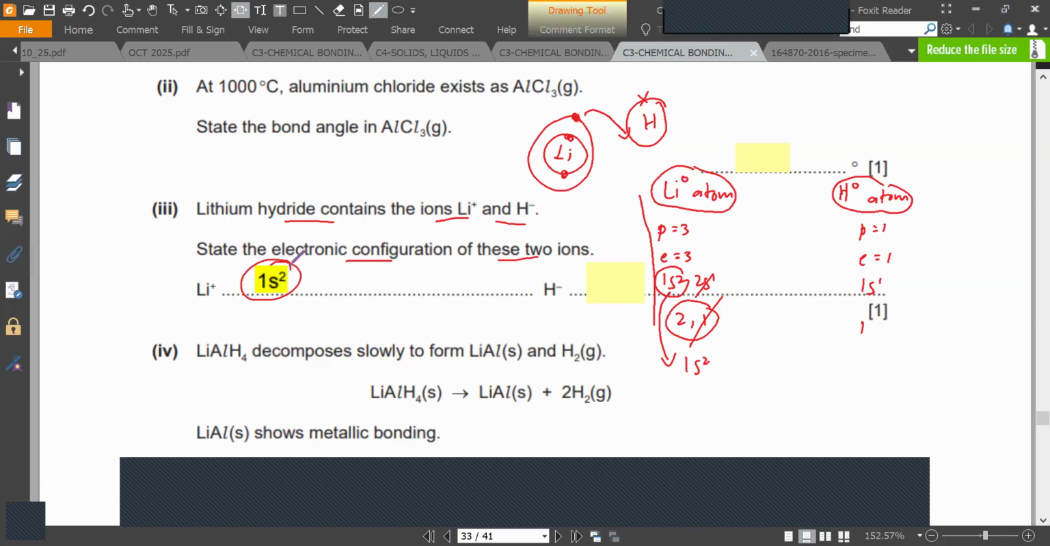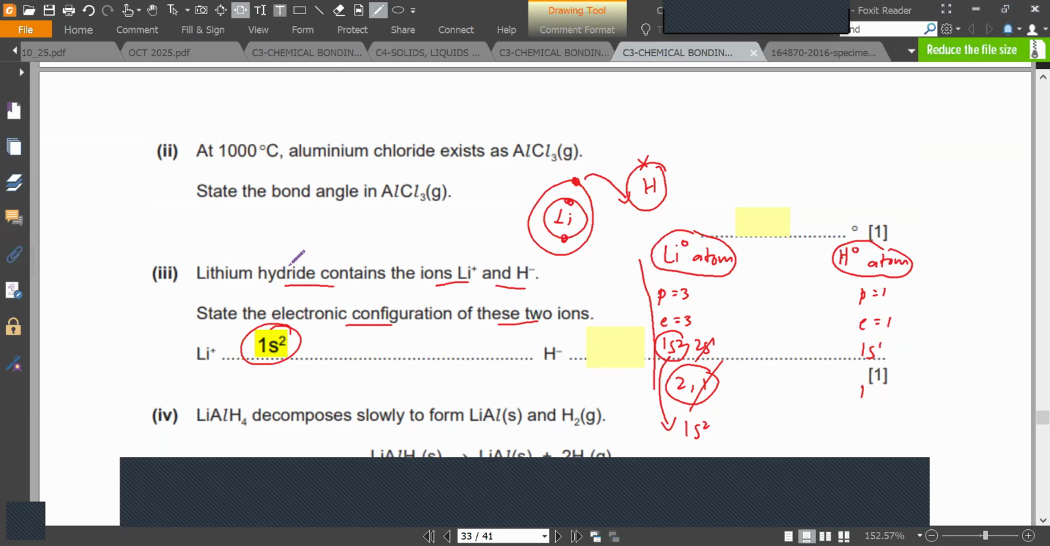How about the hydrogen? You see it received one electron from the lithium. So now it becomes two electrons, which means it turns to 1s2. So the electron configuration becomes like this.